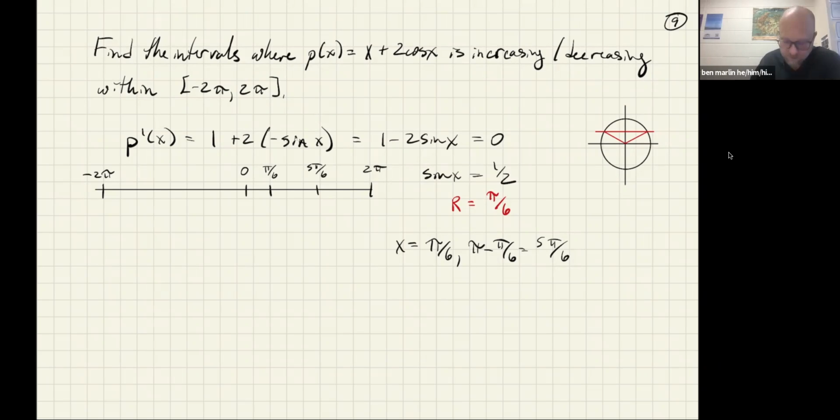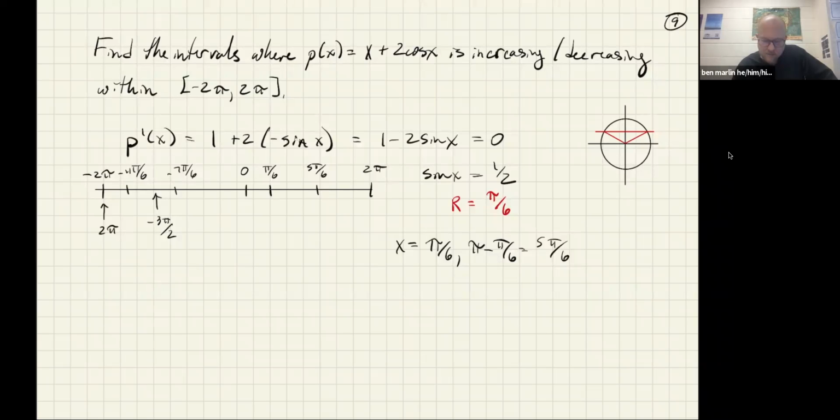And so what makes sense to do is to just think about subtracting 2 pi on each one of those. So 1/6 minus 2 pi is going to end up being minus 11 pi over 6. And 5 pi over 6 minus 2 pi is going to be minus 7 pi over 6. Okay. So for places to test, 2 pi is a super convenient value. And so in here between minus 11 pi over 6 and minus 7 pi over 6, I think we end up with minus 3 pi over 2, okay?